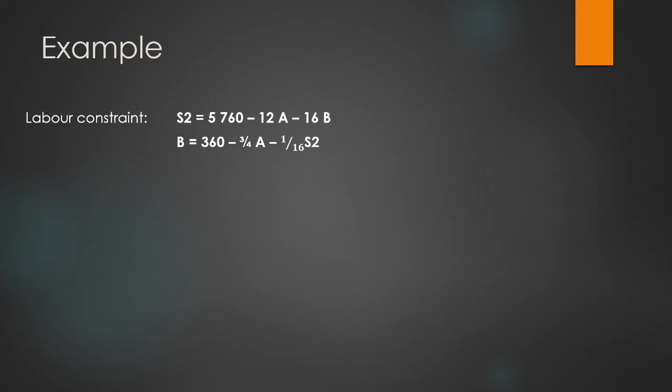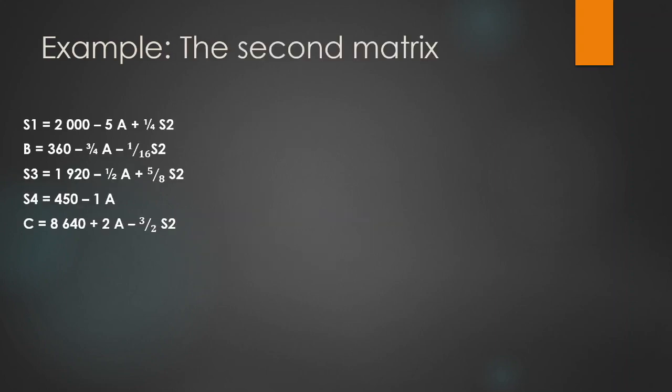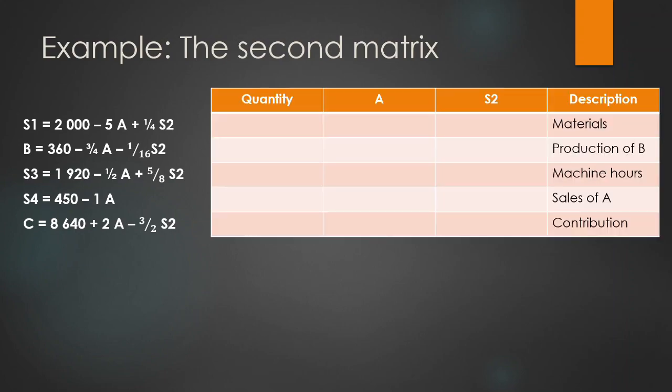Finally, we need to substitute B into our objective function. We do this in the exact same manner that we did all the input constraints, and we arrive at C is equal to 8,640 plus 2A minus 3/2 S2. So now we have our revised constraints based on producing 360 units of product B. We can use these to develop our second matrix.